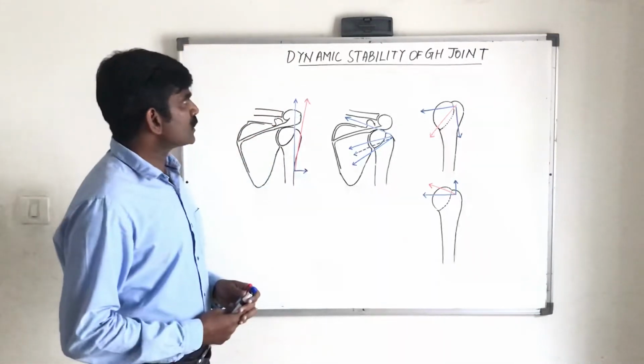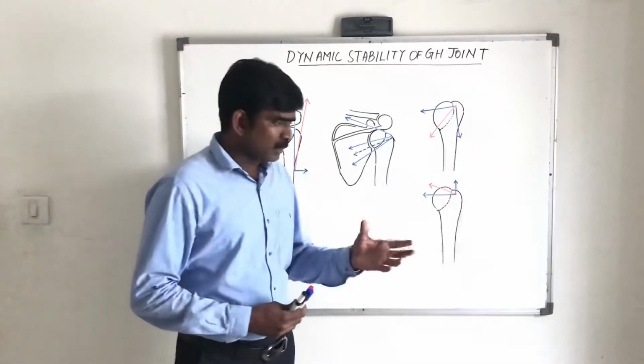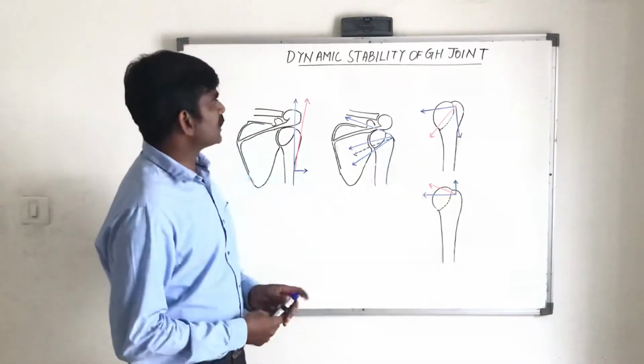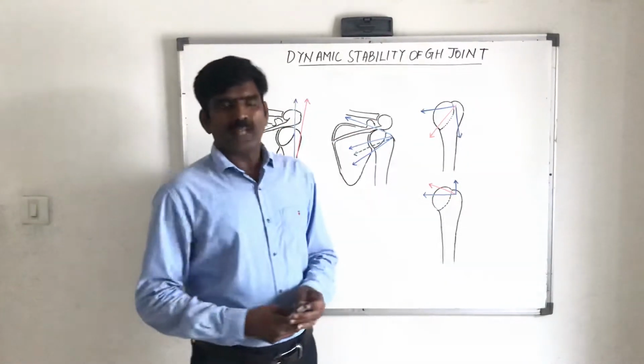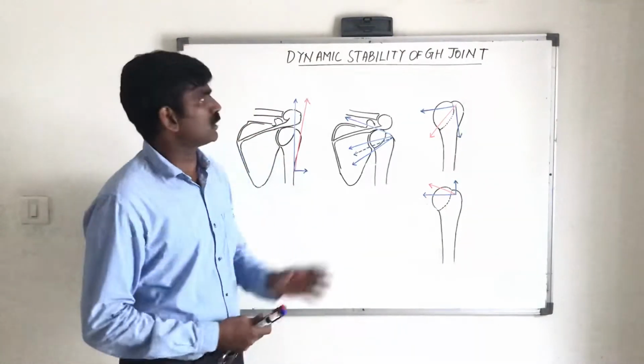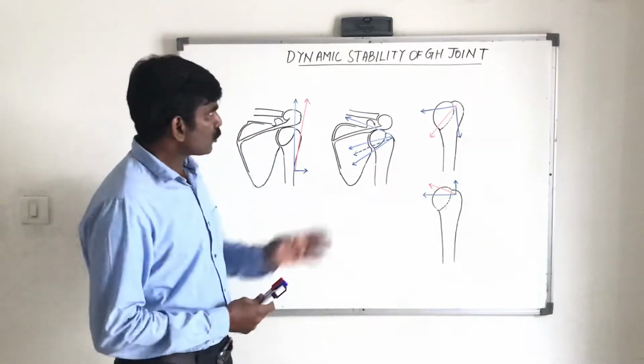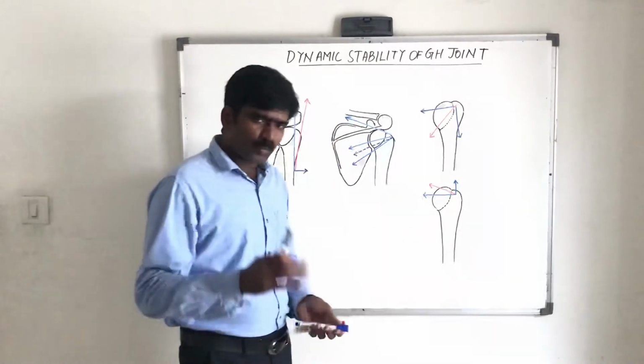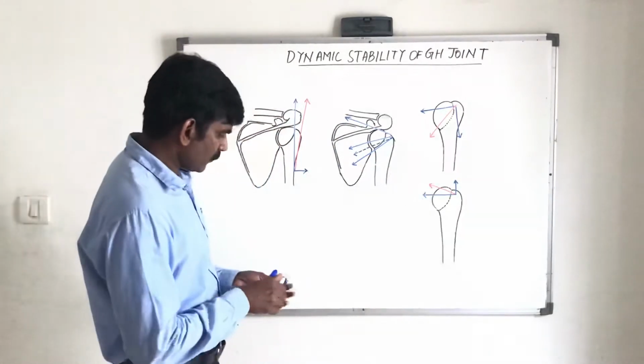One is what is the role of deltoid muscle in stabilizing the glenohumeral joint, and next is what is the role of rotator cuff muscle in stabilizing the glenohumeral joint. So first we will discuss what is the role of deltoid muscle.